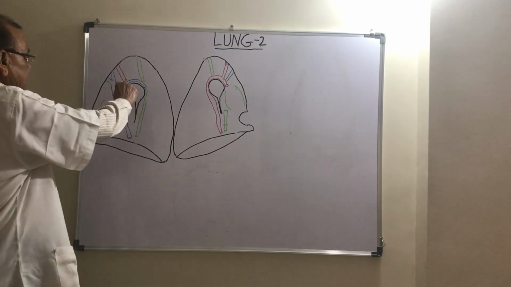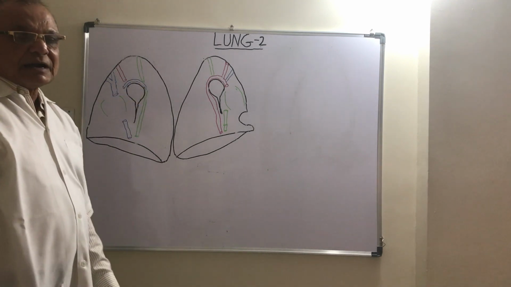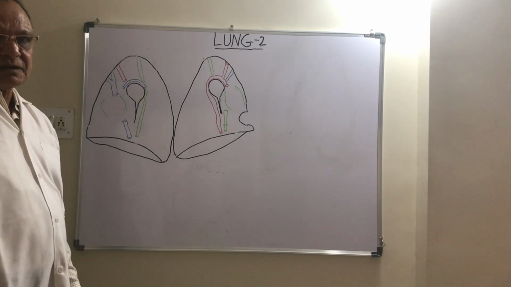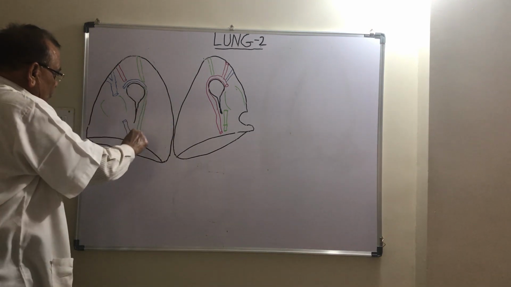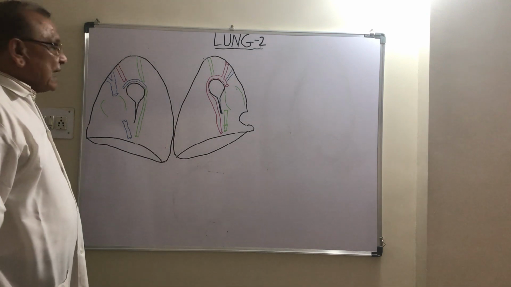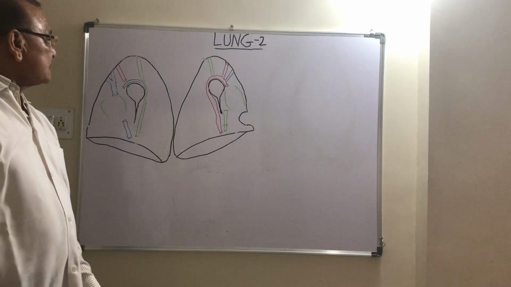Above the hilus, there is an arch groove, and this arch groove is produced by the arch of azygos vein. And behind the hilus, there is a vertical groove, and this vertical groove is produced by the right margin of esophagus.